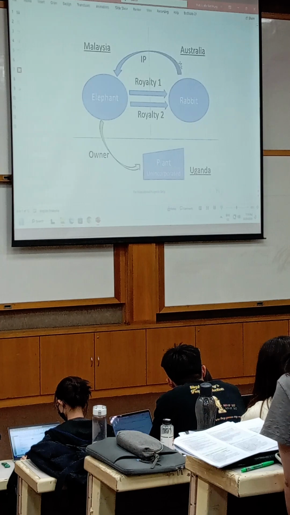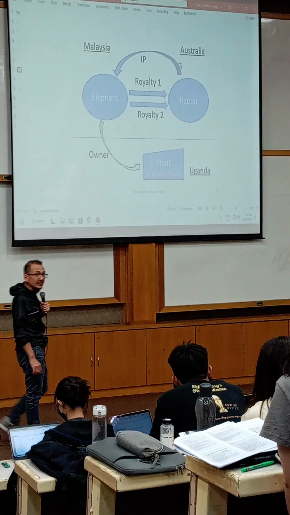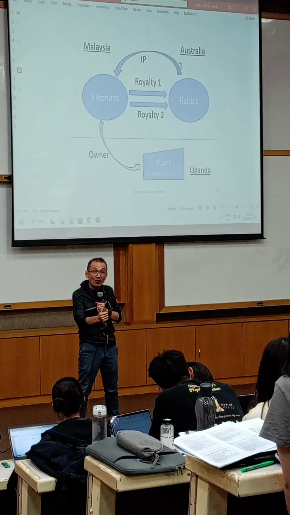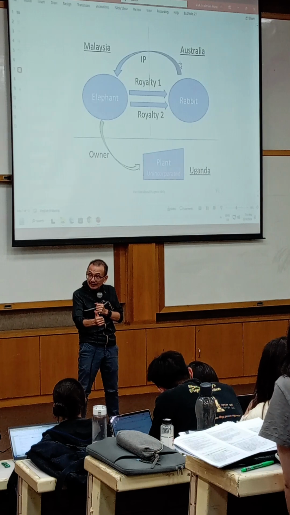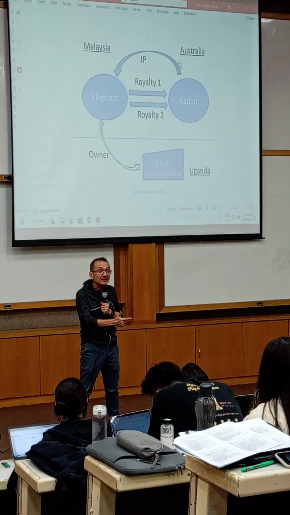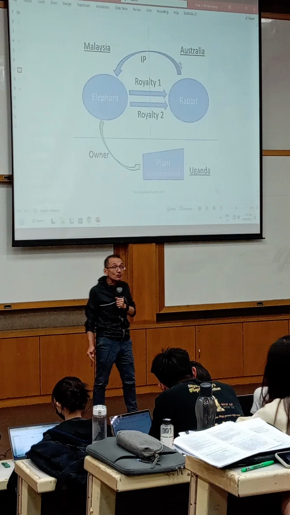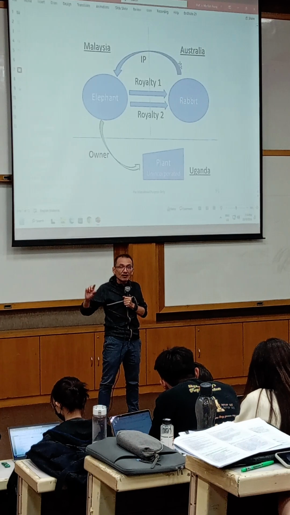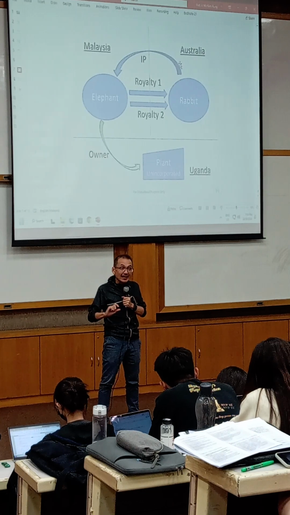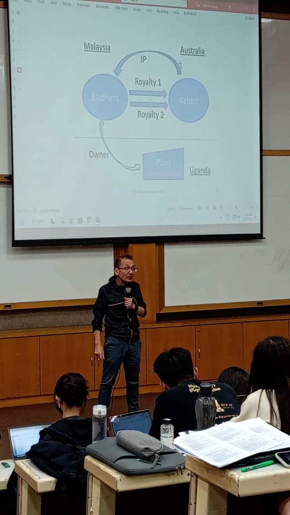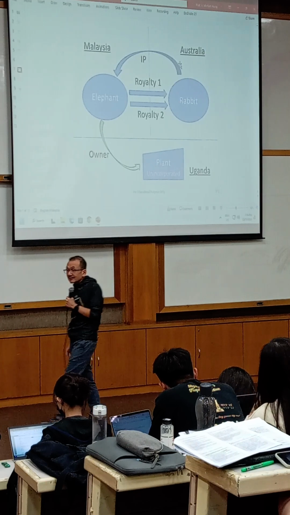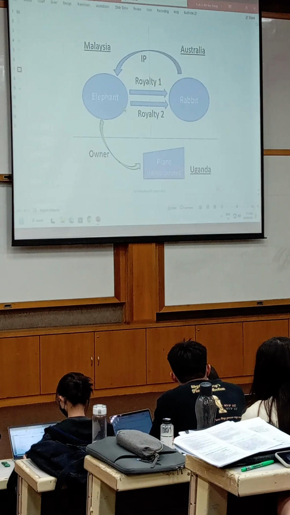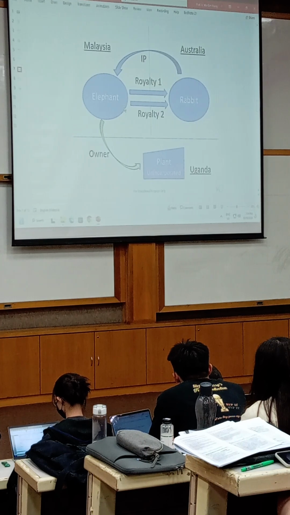So this is what we call a double jeopardy. Why double jeopardy? On one hand, like it or not, Rabbit will have to pay tax for royalty 2. On the other hand, Elephant cannot get any deduction. So this is what we call double jeopardy. Royalty one is still okay because tax in the accounts of Rabbit, no problem. Rabbit is paying, and at the same time Elephant is claiming the deductions. Not too bad. But for royalty two, Rabbit has to pay tax, but Elephant, no deduction. This is what we call a double jeopardy.